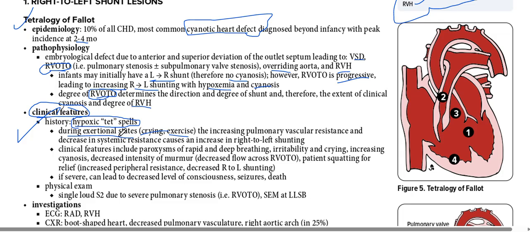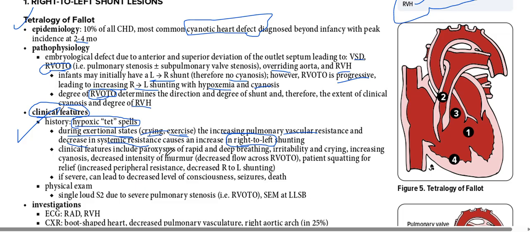So hypoxic spells or TET spells will be there during exertional states, whenever there is excessive crying or excessive exercise. If the child is crying excessively or doing some excessive activity, there will be an exertional state. There will be an increase in pulmonary vascular resistance and a decrease in systemic resistance, causing an increase in right to left shunting.